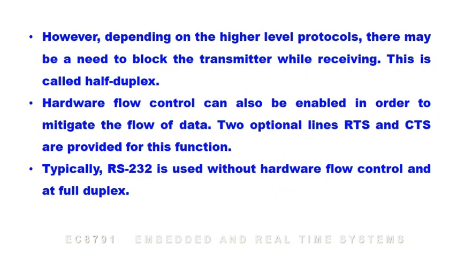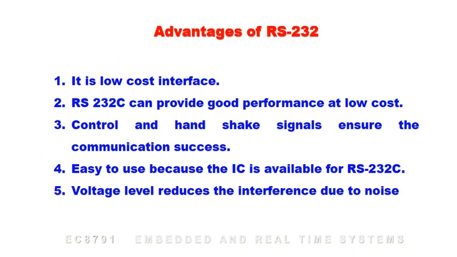However, depending on the higher level protocols, there may be a need to block the transmitter while receiving. This is called half-duplex. Hardware flow control can also be enabled in order to manage the flow of data through optional lines. RTS and CTS are provided for this function. Typically, RS-232 is used without hardware flow control and at full duplex.